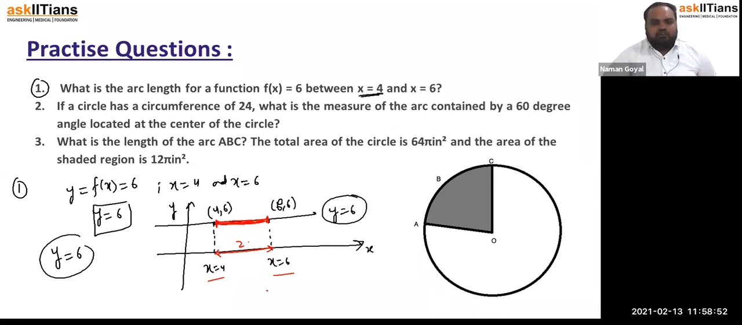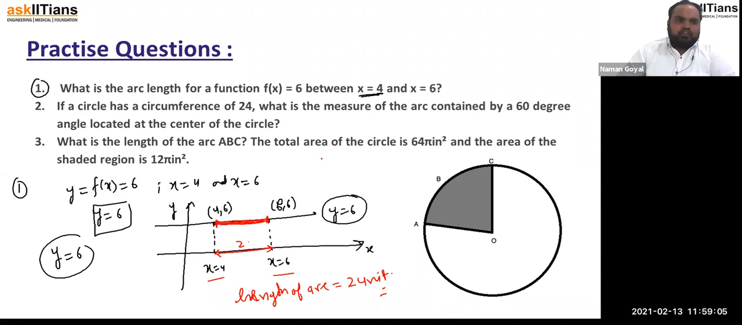So we can write down the length of arc. Length of arc is what? 2 unit. Got it? Okay. Now next question. If a circle has a circumference of 24, you can take centimeter over there. What is the measure of the arc contained by a 60-degree angle located at the center of the circle?